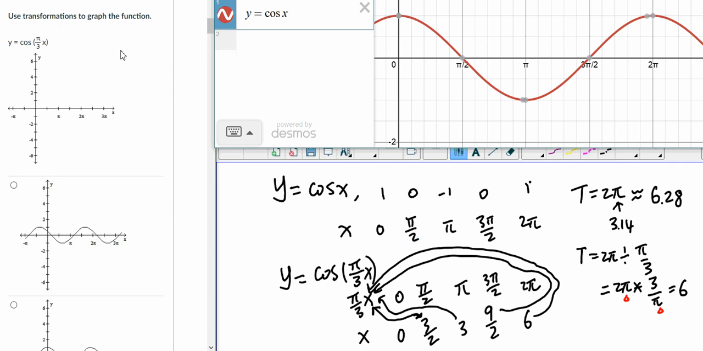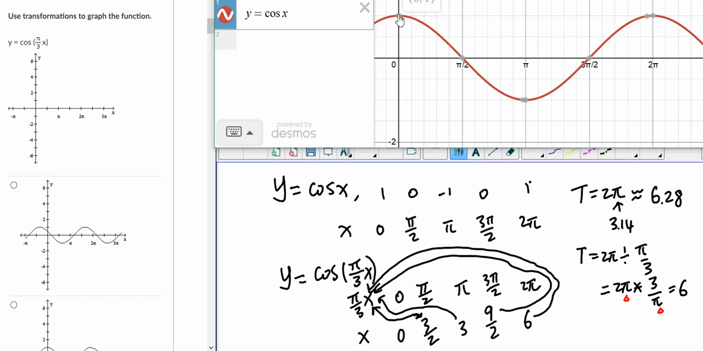Here is another evidence that pi over 3 as a coefficient of x is going to change the period for cosine x. You know, cosine x starts from (0, 1), starts from this point. Sine, we know, is from (0, 0) and goes to (pi over 2, 1). Sine x is going in this way.